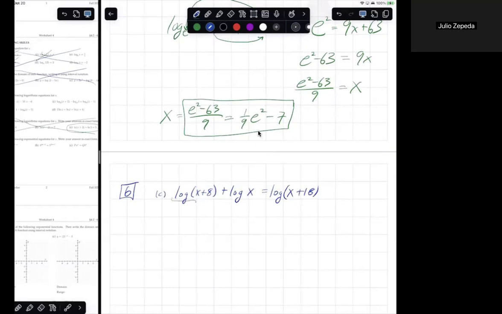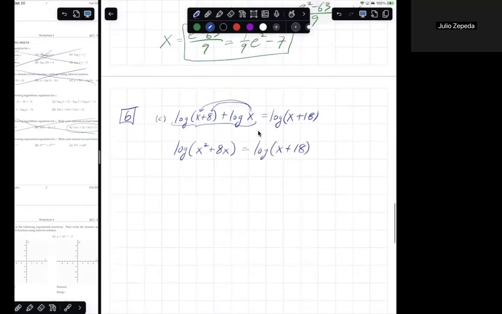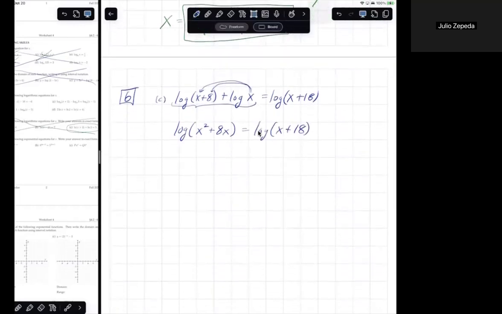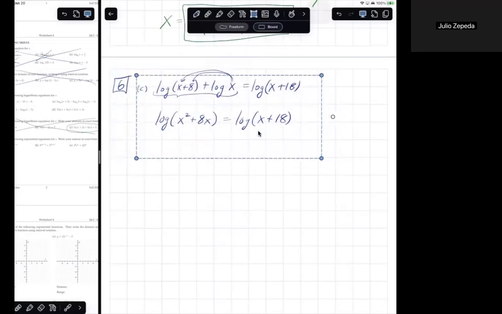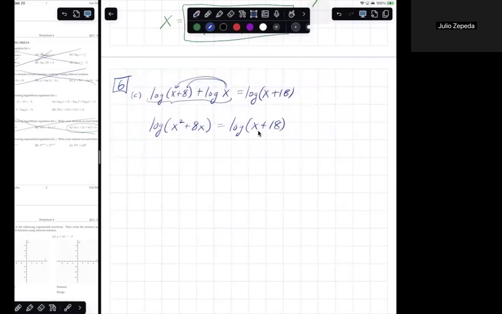Well, we see that there's a sum of two logs here. So we can just add the two logs together. If I add these two logs together, that's really multiplying the argument. So I'm going to just do that in one step. That's going to be log of x squared plus 8x equals log of x plus 18. Now I'm going to show another way to do this. If we have another log that's on the other side of the equal sign, we can subtract this log on both sides.